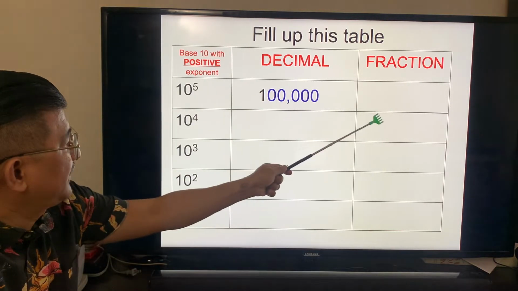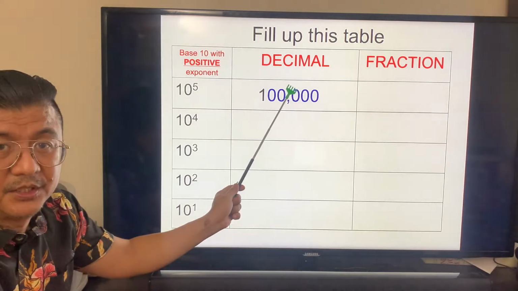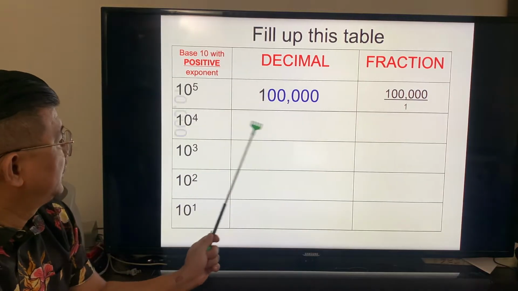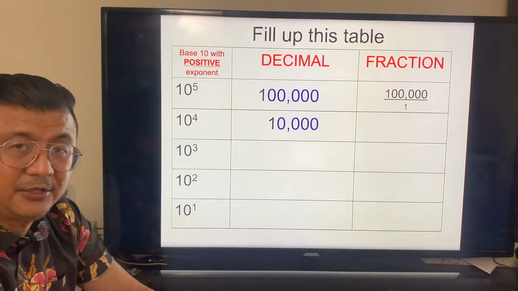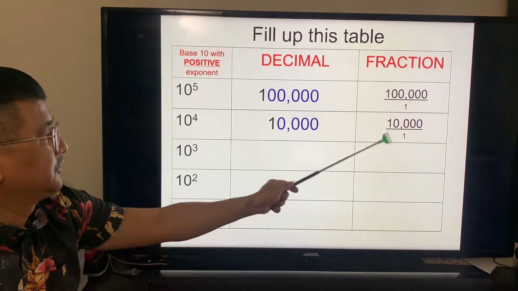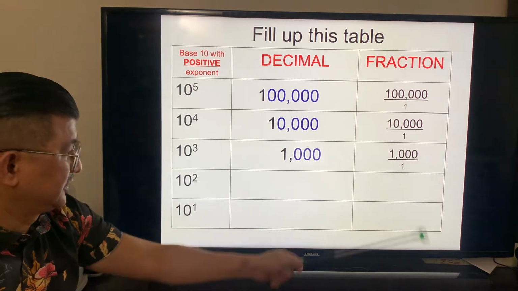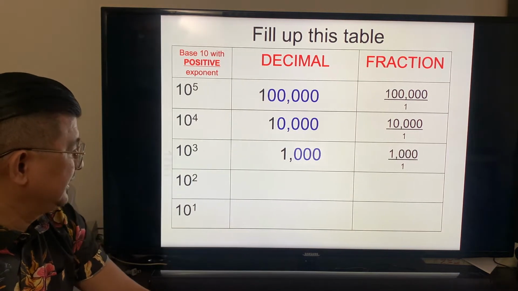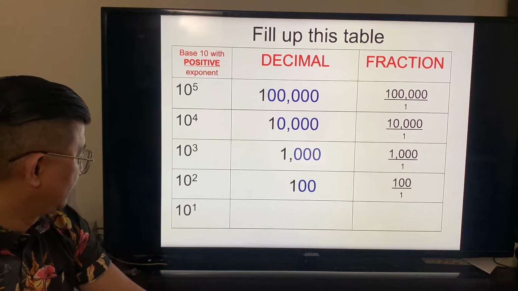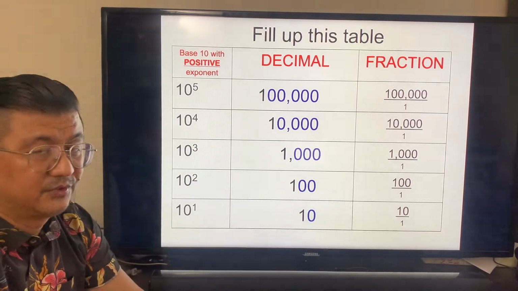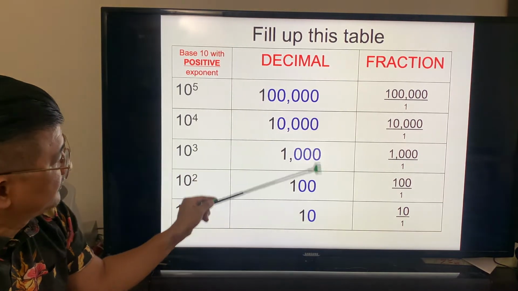If I want to make that a fraction, since it is a whole number, just put a denominator of 1. We're good with that. 10 to the 4th is 4 zeros, 10,000. So that becomes 10,000 over 1. 10 to the 3rd is 1,000, 1,000 over 1. 10 to the 2nd is 100, 100 over 1. 10 to the 1st is 10, so 10 over 1. See, the diminishing number of zeros.